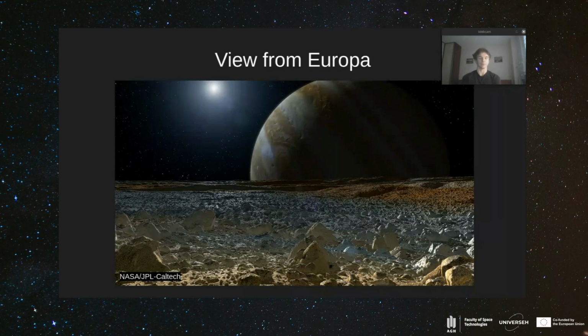So the view would be pretty beautiful, with the gigantic Jupiter and three big moons, and also other small moons that are orbiting Jupiter together.